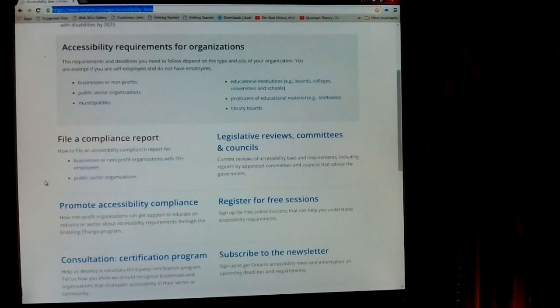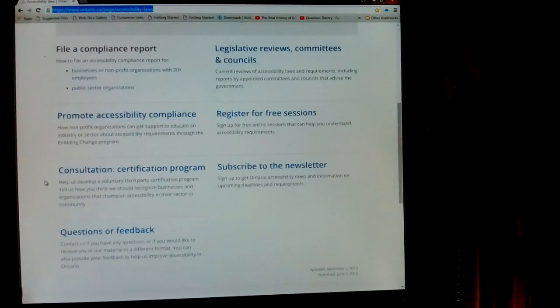File a compliance report: how to file an accessibility compliance report for businesses and not-for-profit organizations with 20 or more employees, and public sector organizations. Legislative reviews, committees, and councils: current reviews of accessibility laws and requirements, including reports by appointed committees and councils that advise the government. Promote accessibility compliance: how nonprofit organizations can get support to educate an industry or sector about accessibility requirements through the Enabling Change program. Register for free sessions: sign up for free online sessions that can help you understand accessibility requirements.